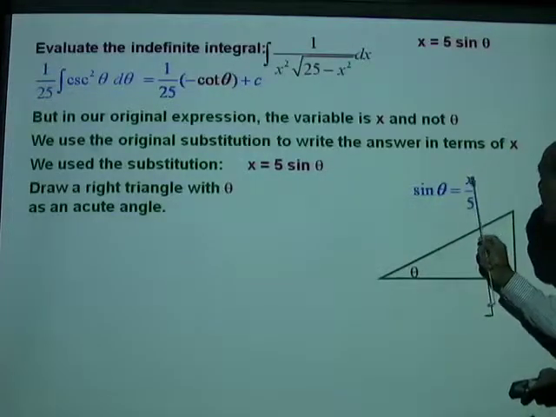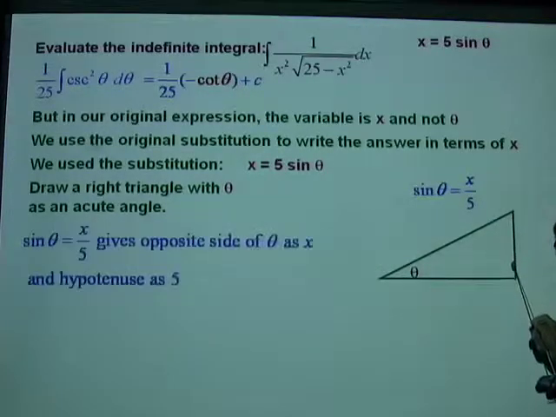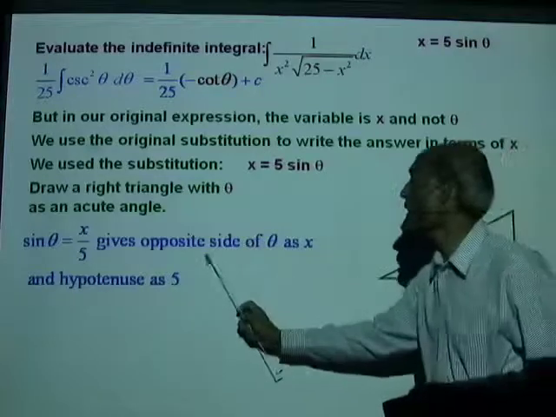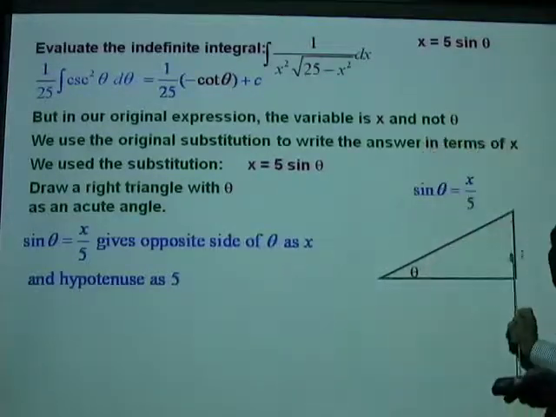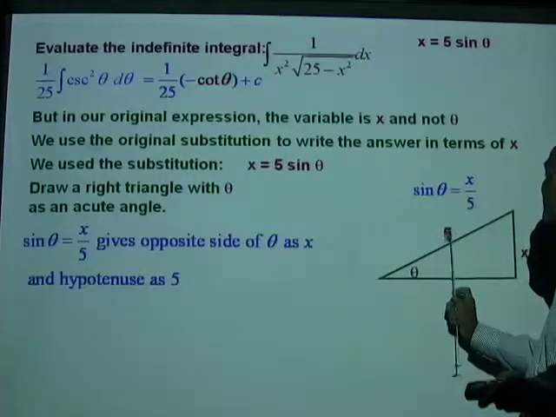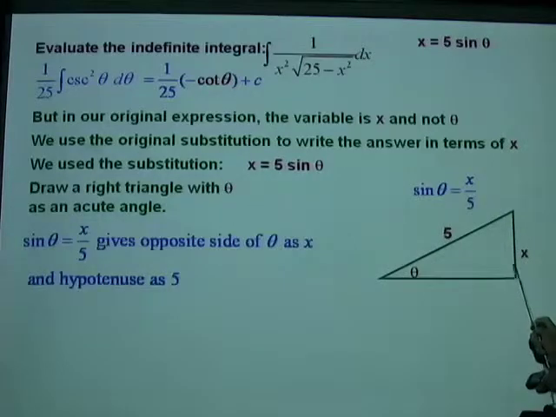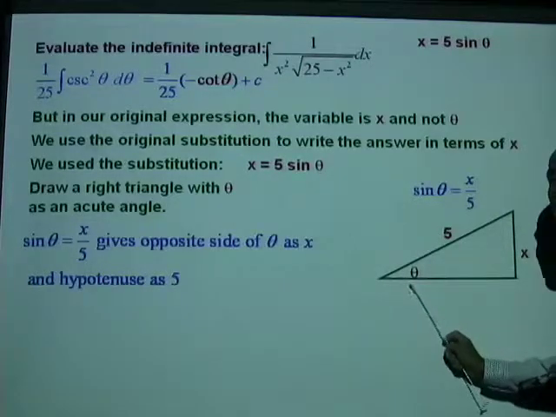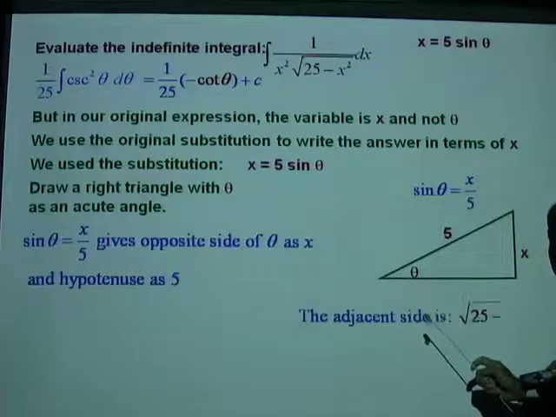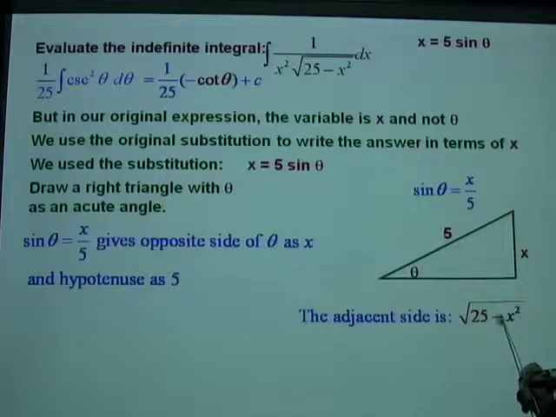Sine theta is opposite side divided by hypotenuse. That means the opposite side is x. The opposite side of the angle theta is x, so this is x and the hypotenuse is 5. Alright, if the hypotenuse is 5 and the opposite side is x, what is the adjacent side? The adjacent side will be square root of 25 minus x squared. Well, I'm sure you have no problem following that.